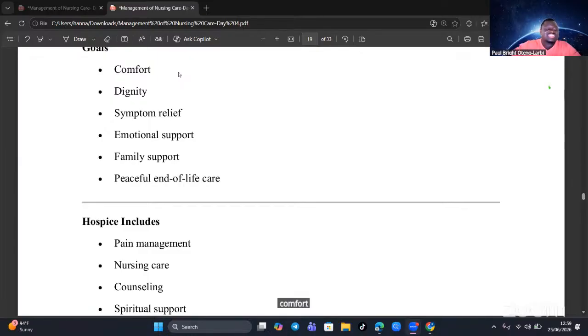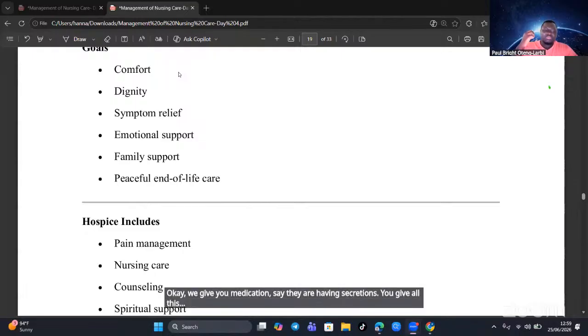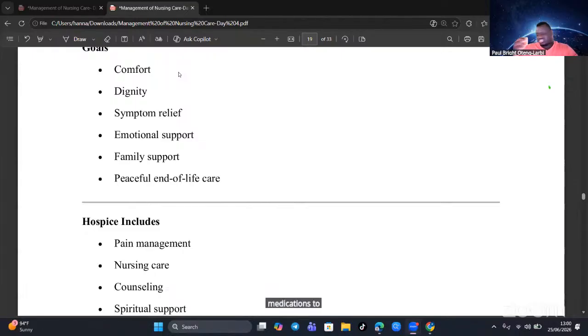Comfort, nursing, healthcare assistance. You are going to take care of this patient. He is dying. The comfort of the patient. It's not about you moving the patient up and down. No, you are causing stress. We give medication. Say they are having secretions, we give all these medications to dry their secretions.